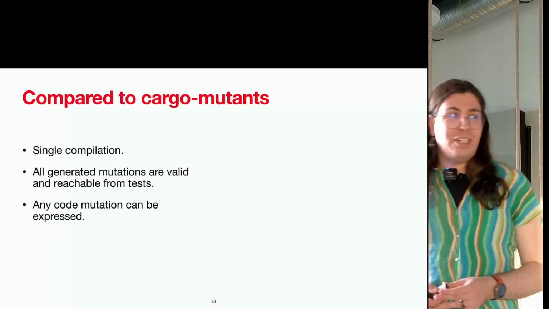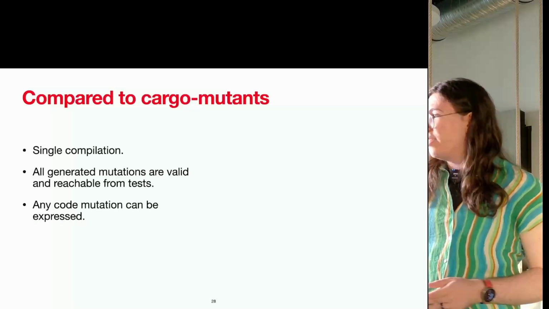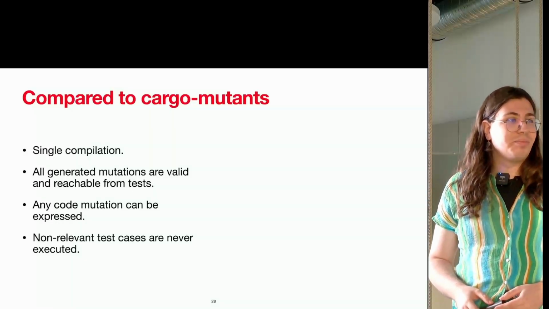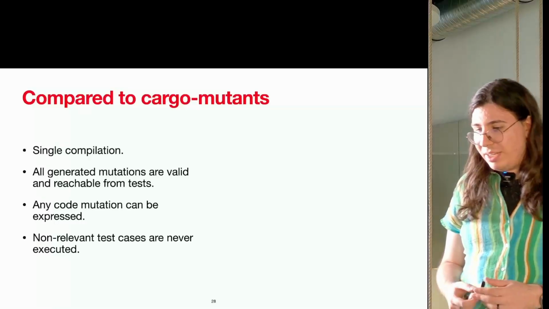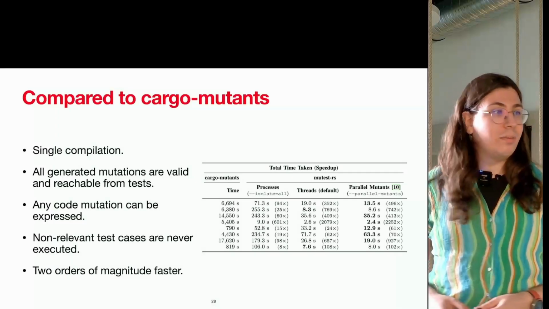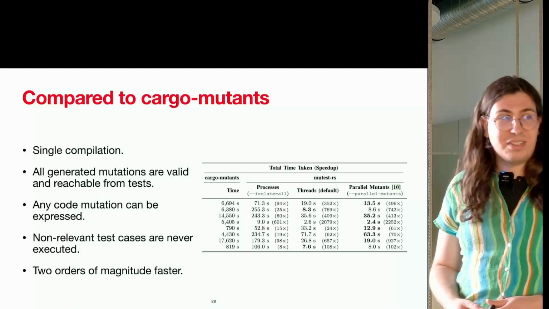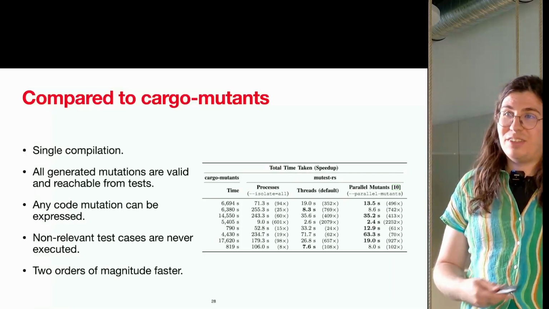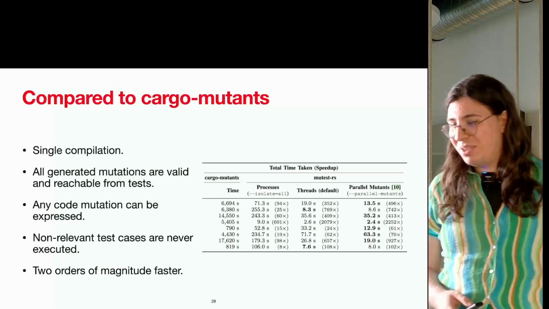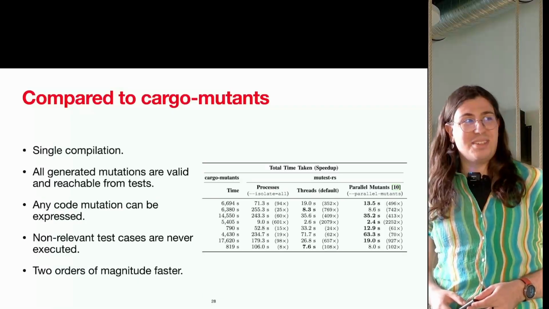You can express any kind of code mutation you want in mutest-rs. So whatever complexity of mutations you want to be looking at, you can do that. We're not running any kinds of non-relevant test cases, which happens to be a big optimization at runtime. And ultimately, we end up being 2 orders of magnitude faster across basically everything. So you can expect something that takes 5 hours in cargo-mutants to take 18 seconds with mutest-rs, which, as you might imagine, improves the feasibility of mutation testing quite significantly.